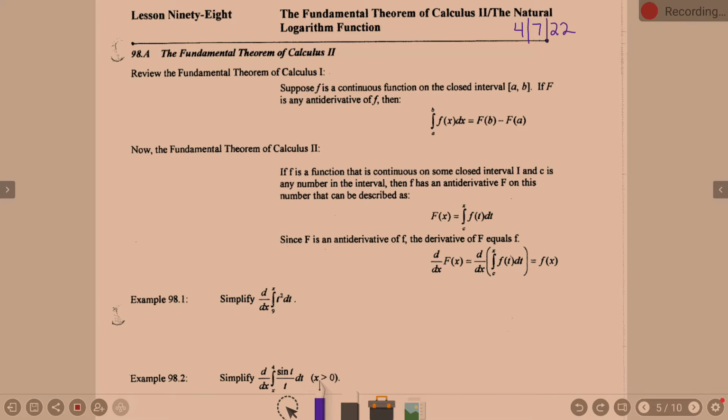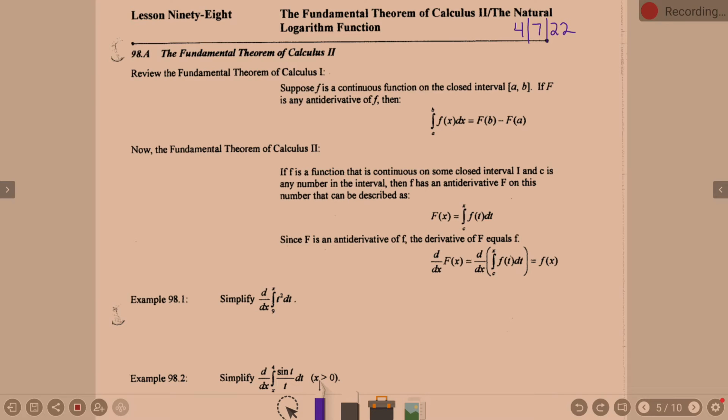Now, Fundamental Theorem of Calculus, Part 2. If f is a function that is continuous on some closed interval I, same old, and c is any number in that interval, then f has an antiderivative, capital F, on this number that can be described as follows. So, the antiderivative of f is the integral, notice, from c to x of f(t) dt. With Fundamental Theorem of Calculus, Part 2, c represents a number, and then your top boundary will be x, or in other words, a variable.